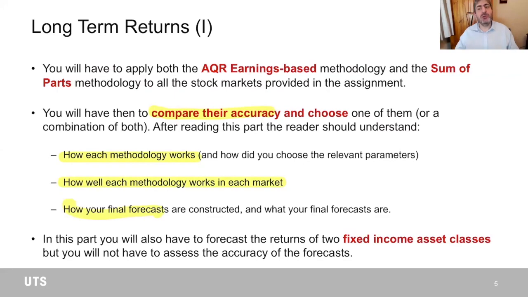So basically you need to explain to the reader what is the AQR methodology, what is sum of parts, a bit of explanation of how they work. Then you need to say how well each one of them works in all the markets, and then how you made your final choice. Okay.